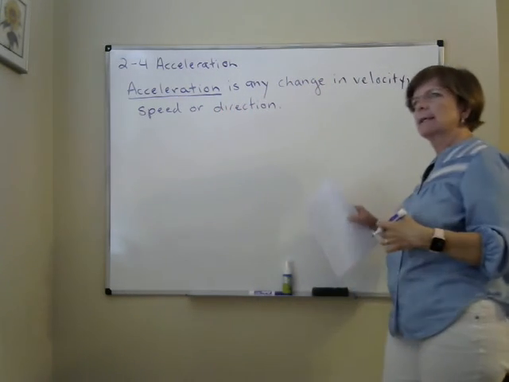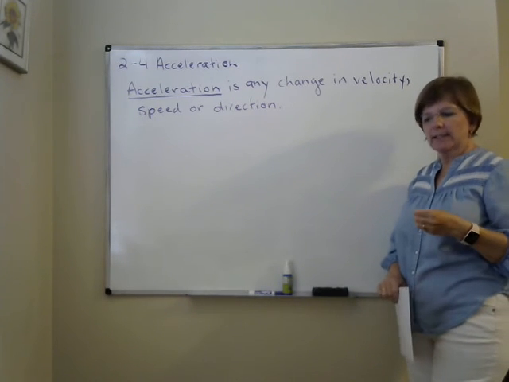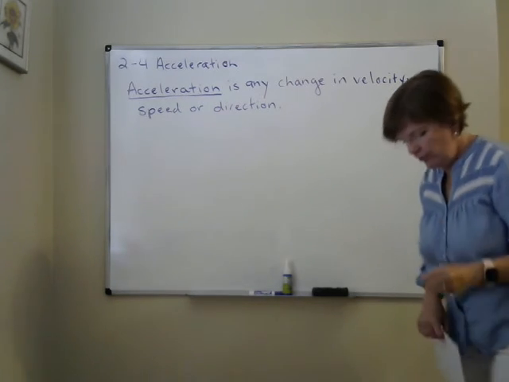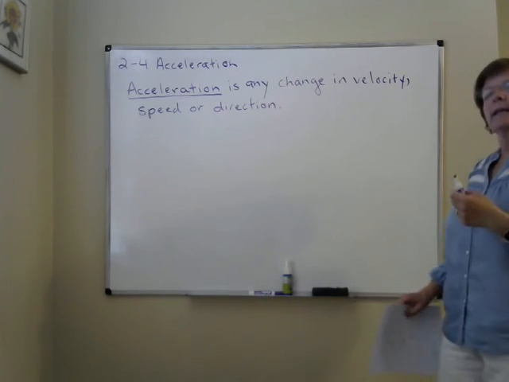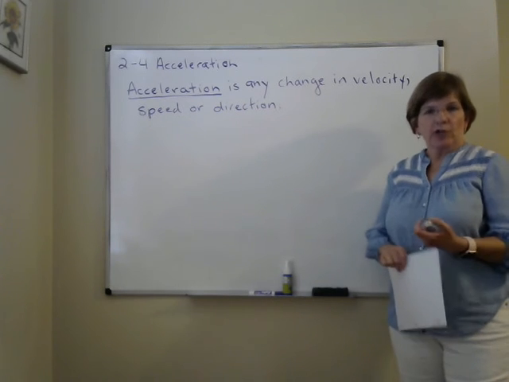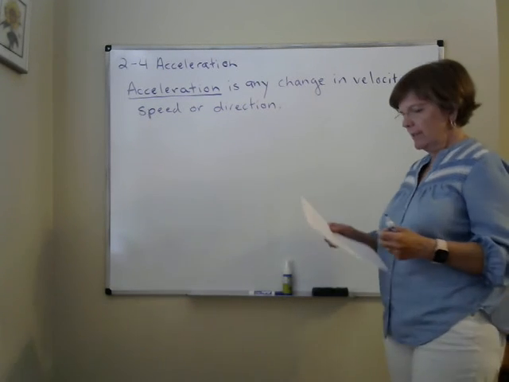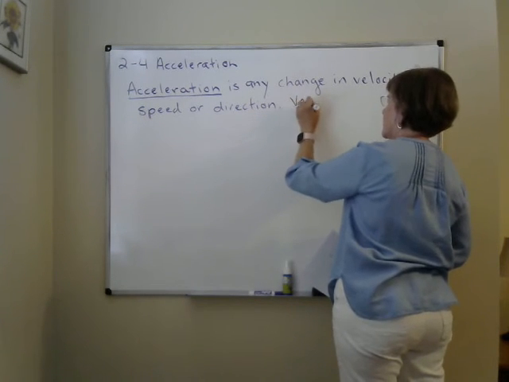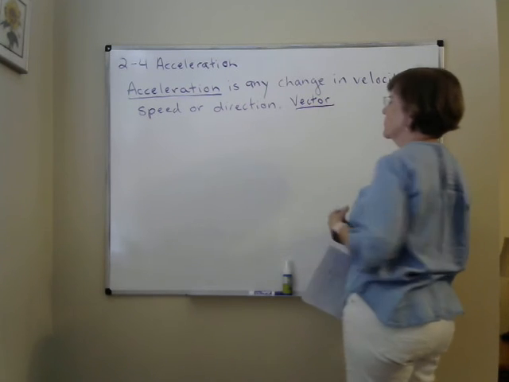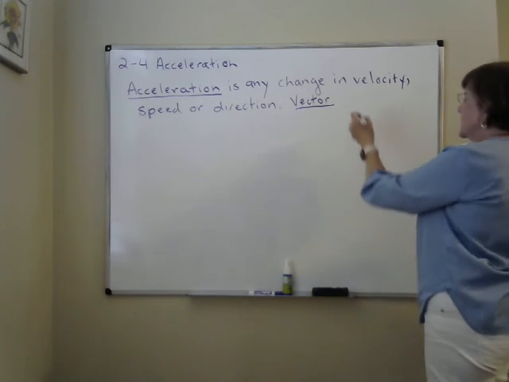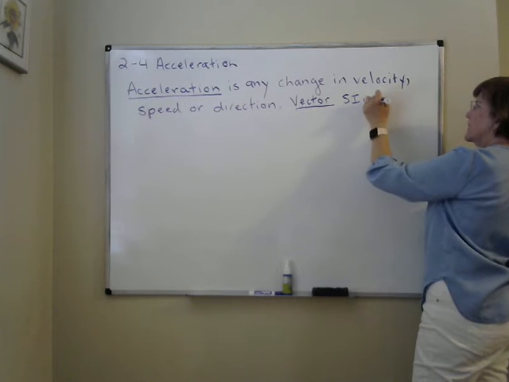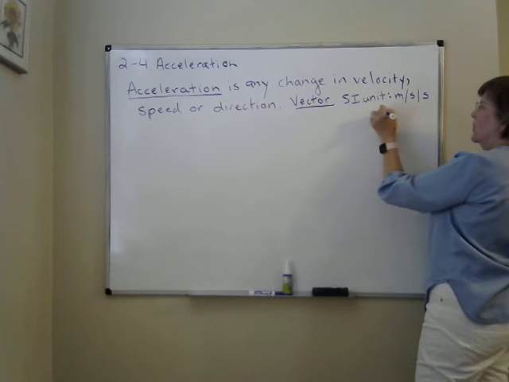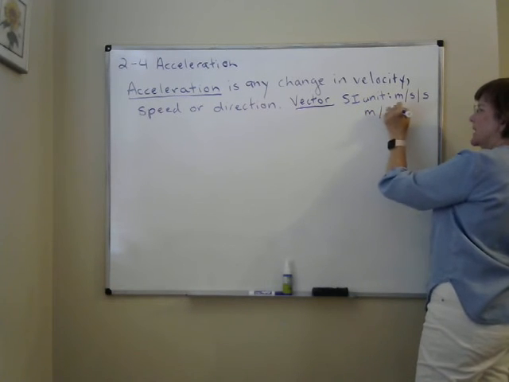What that means is there's exactly 3 ways that you can have an acceleration. You can speed up, you can slow down, or you can change your direction. All of those things change your velocity, and any change in velocity is an acceleration. Now, acceleration is a vector. The direction of acceleration is going to be important, and our standard SI unit is going to be a meter per second, or a meter per second squared.